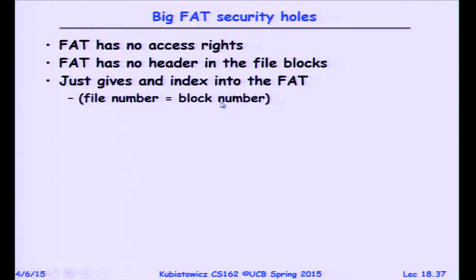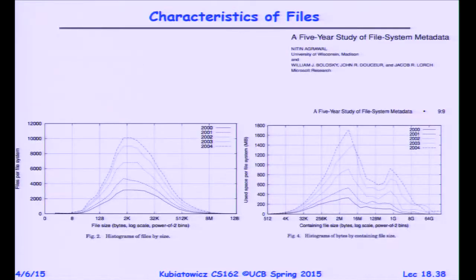Basically, I just have an index into the FAT, and file number is block number. So basically, I could read in the middle of a file just by randomly picking a file number. Okay, there's no restriction on that. You could screw somebody up by breaking links. I mean, there's all sorts of things you could do, right? So the FAT file system is not for secure access.